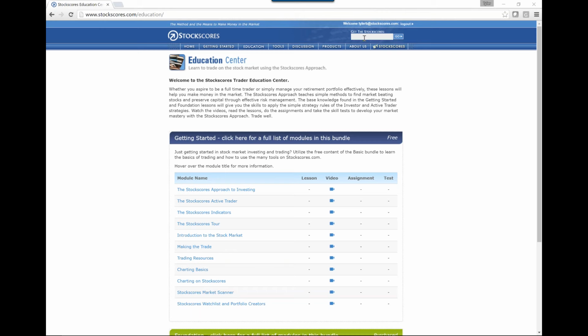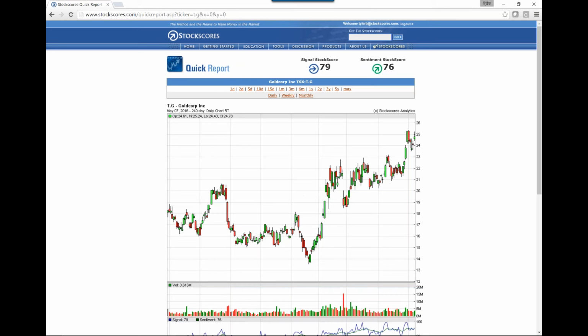All right, so I said I would do 3 more, so we got 2 more to go. Let's try Gold Corp, so T.G. Gold Corp trades in the US and Canada. On the New York Stock Exchange, the symbol is GG. On the Canadian exchange, it's T.G.